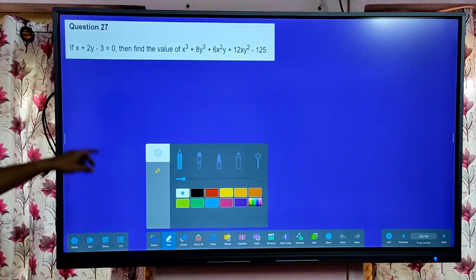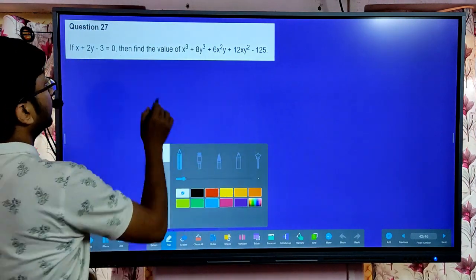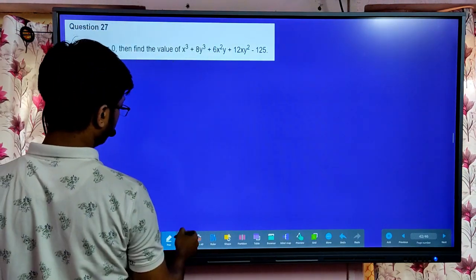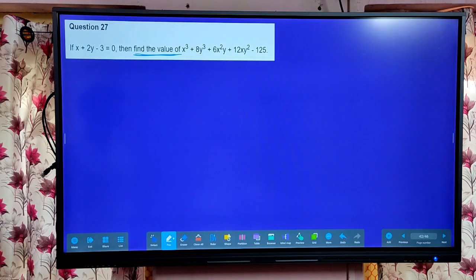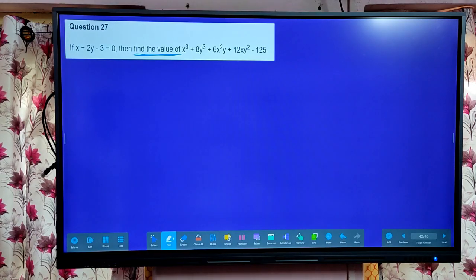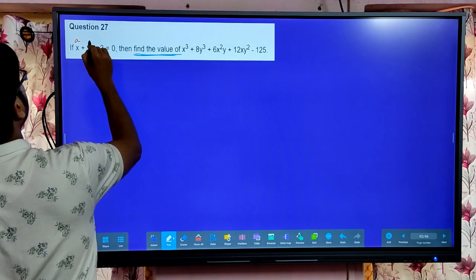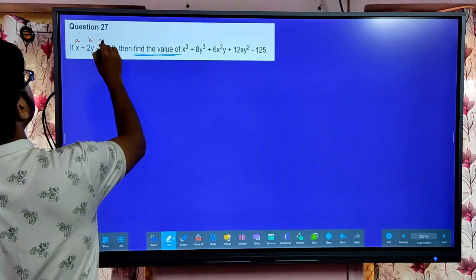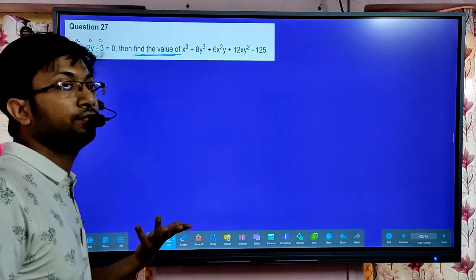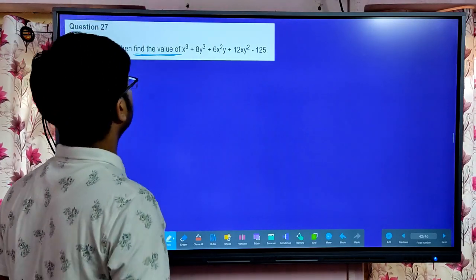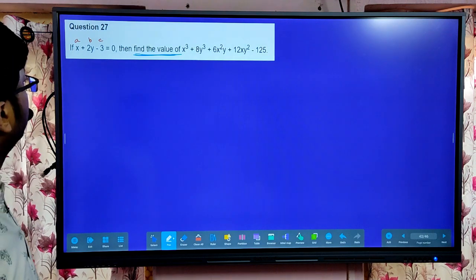x plus 2y minus 3 equal to 0, then find the value of this. This is not a proof. Here it is asked, find the value of this thing. Now you see, if this is my a, 2y is my b, and minus 3 is my c, then I can try to create an a cube, b cube, c cube formula out of this. So x cube will be a cube.